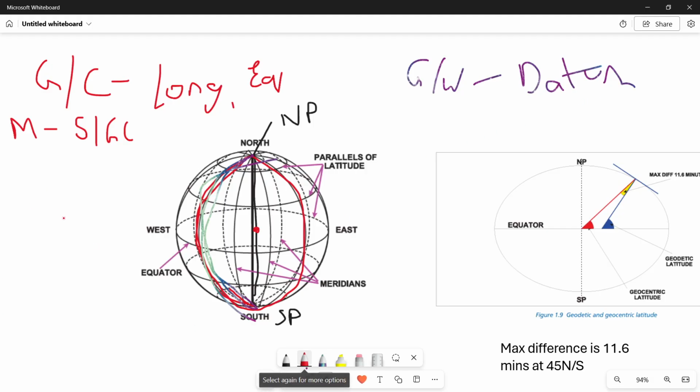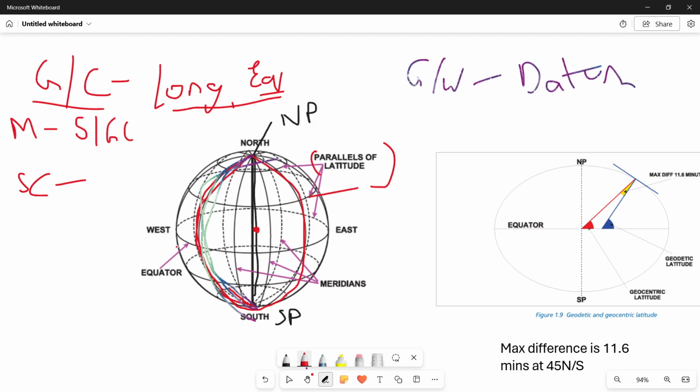Next comes small circle. Small circles are the circles on the surface of the earth which don't have the same center and radius as the earth itself. So it is the opposite of a great circle. So all the circles on the earth except longitudes and the equator are small circles. Example, Tropic of Capricorn, Tropic of Cancer. These all are small circles. All the parallels of latitude are small circles except the equator.